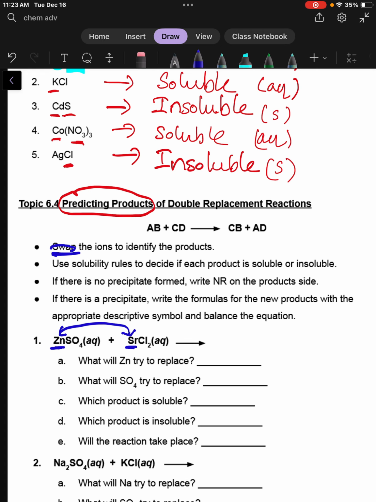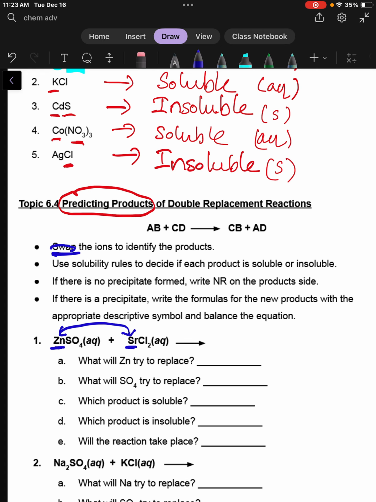So now we have to decide which product is soluble. Zinc chloride, look at that. Chlorine, when it is connected to zinc, there is no zinc listed there as an exception. So zinc chloride is soluble. So I'm going to write zinc chloride is soluble, so I'll write AQ here.